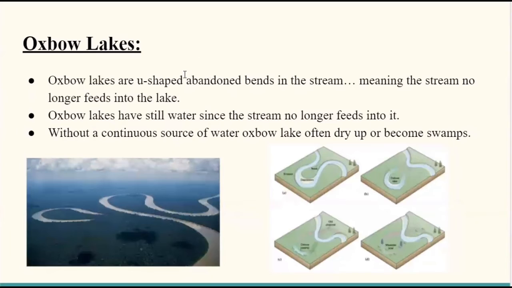Oxbow lakes are the U-shaped bends, as you can see as it goes through here. Slowly that stream will detach and it will form a small lake. The water itself is still because the water is not continuously moving through it, but eventually the water will subside. It will dry up because that water is not there, and it will become either dry or even a swamp.